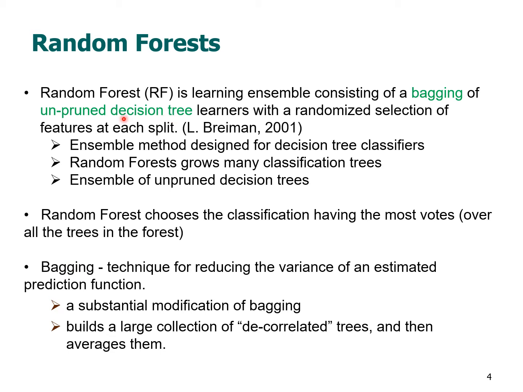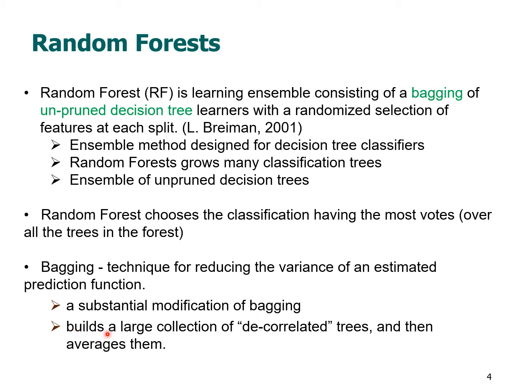Each decision tree in random forest is generated by using the bagging technique. We have seen the bagging method earlier. In random forest, it uses the bagging method, but the bagging method we use in random forest is a slightly modified version of the bagging technique. We're going to talk about this later. But anyway, random forest uses a substantial modification of the bagging technique. By using this modified version of bagging, it generates many decision trees. Again, they are unpruned decision trees.